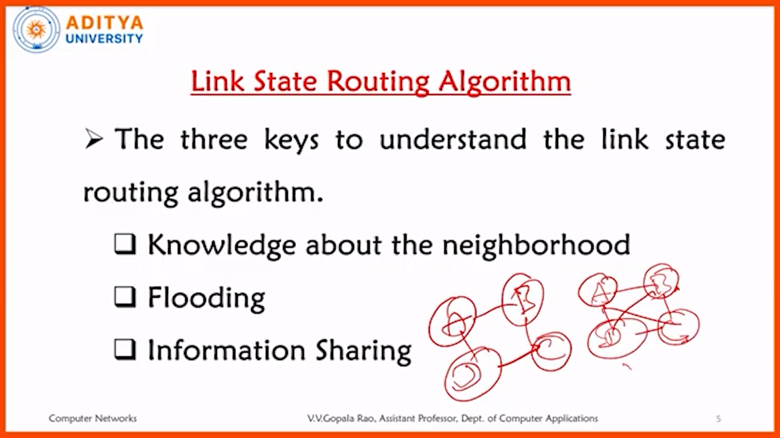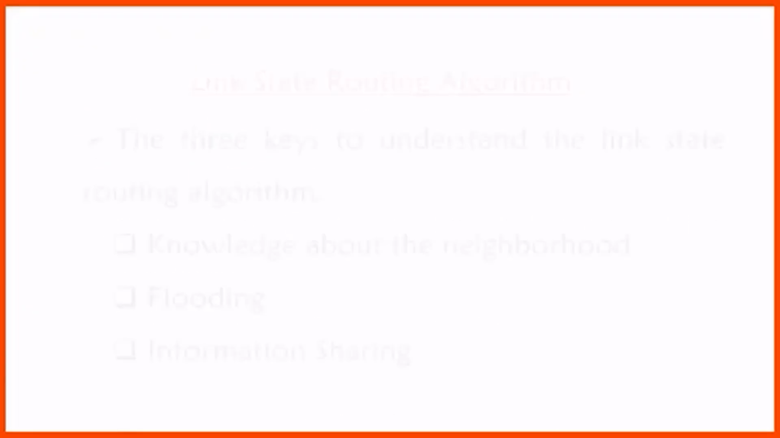So by that, it is going to share its information to all its neighbors. That is another important point we have to consider in the case of the link state routing algorithm. This is known as the basic principle that is observed in the link state routing algorithm.